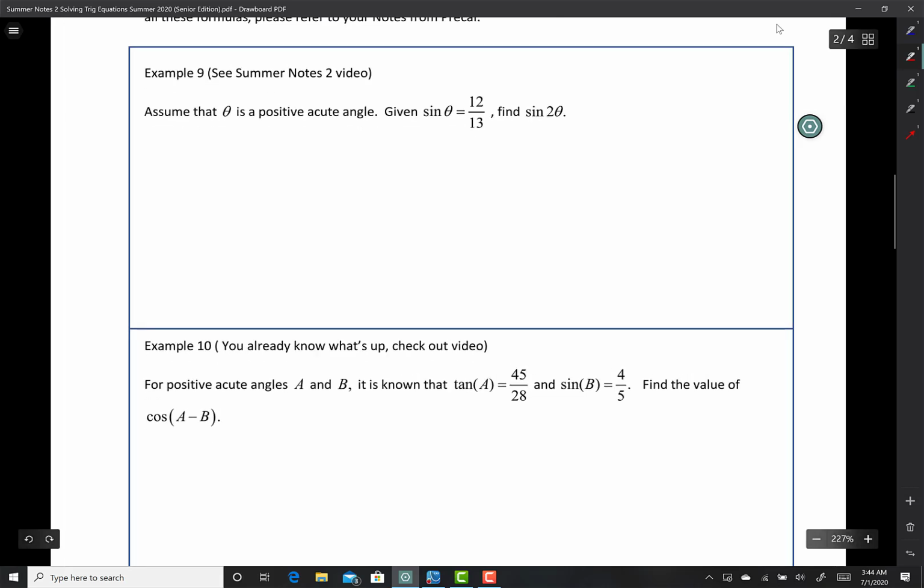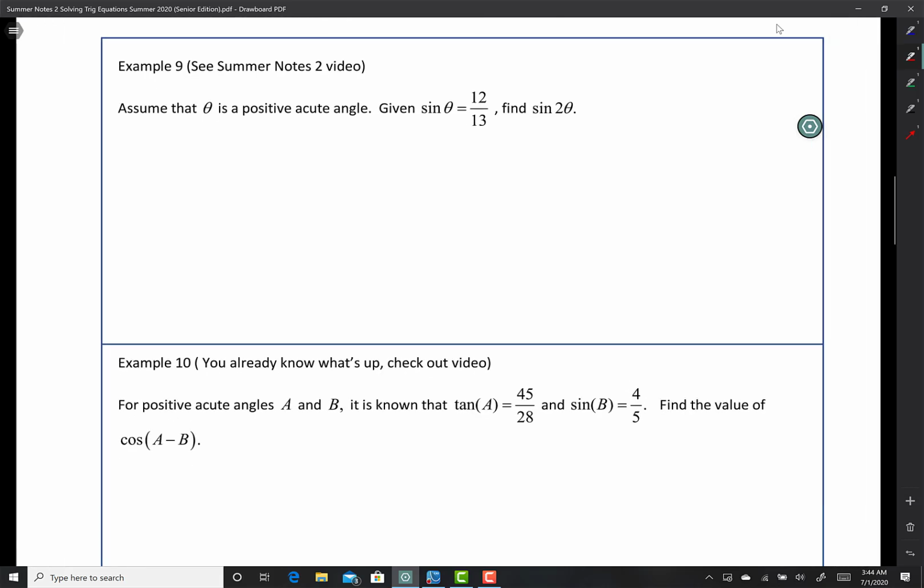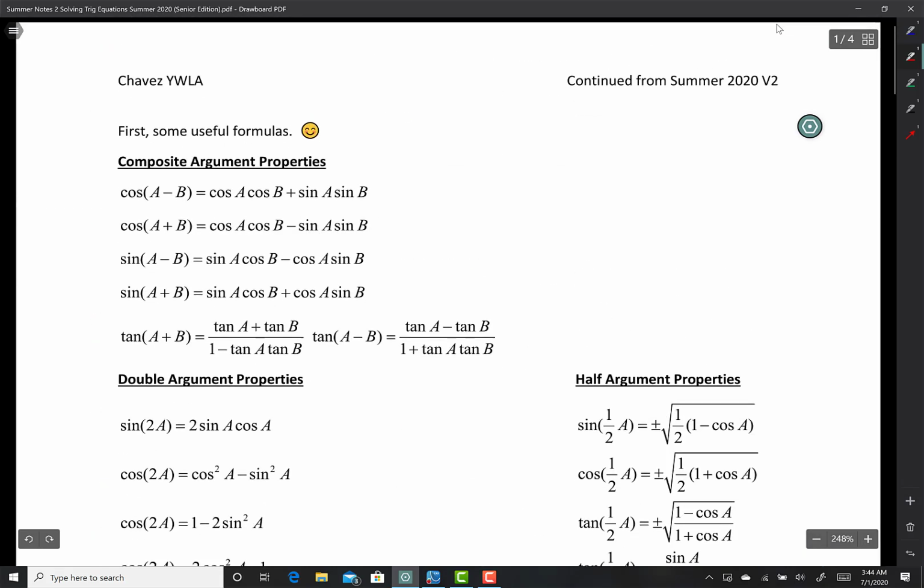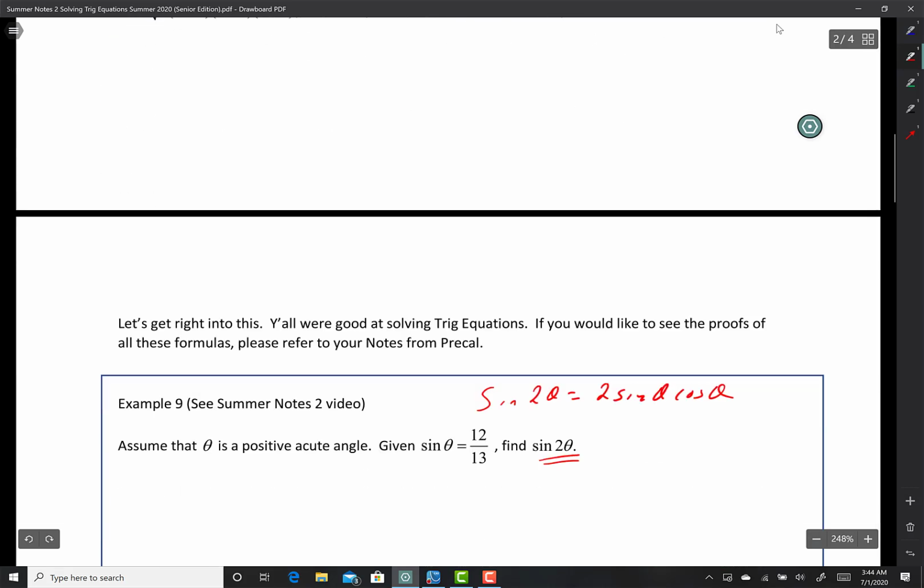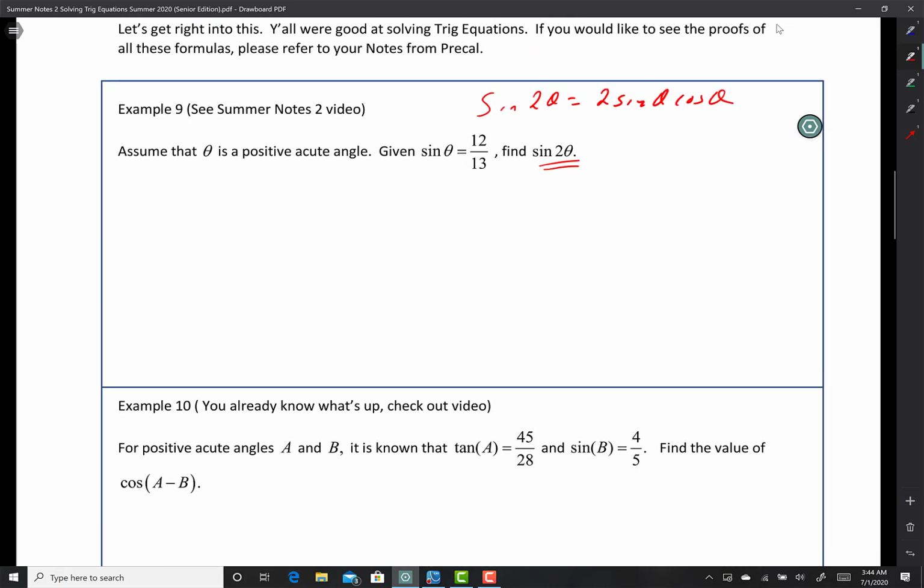Assume that theta is a positive acute angle. Given that sine theta is 12 over 13, find sine 2 theta. So hopefully you remember that sine 2 theta is equal to 2 sine theta cosine theta. And if you didn't remember that, you can just scroll up and find it. Right here. So there it is. Since I already have sine theta, I need cosine theta.